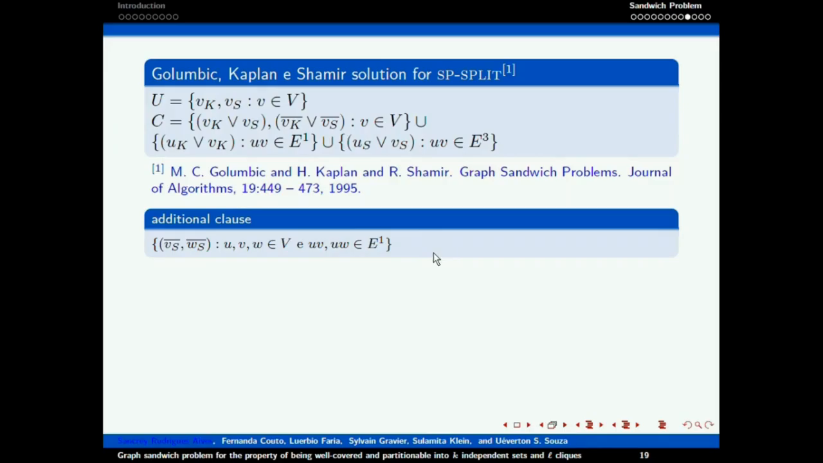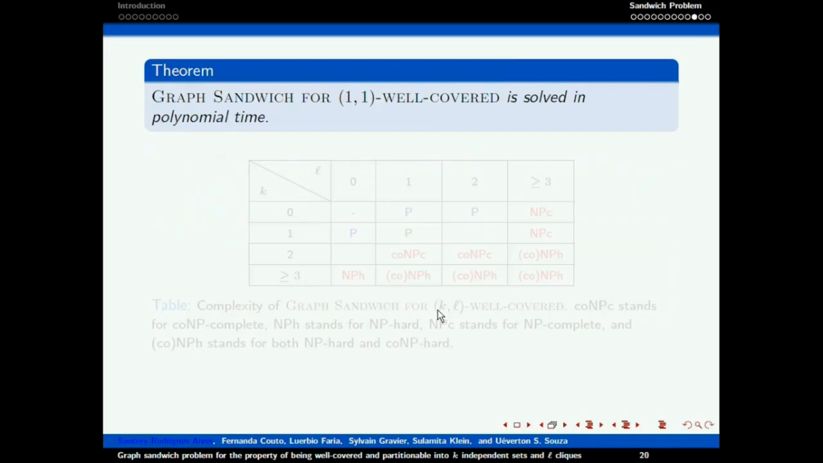The solution for the sandwich problem for 1-1 well-covered graphs uses the Golumbic, Kaplan and Shamir solution for the sandwich problem for split graphs. We put an additional clause in order to decide if there exists or not a graph sandwich for 1-1 well-covered graphs in polynomial time. Then we complete one space in the table.